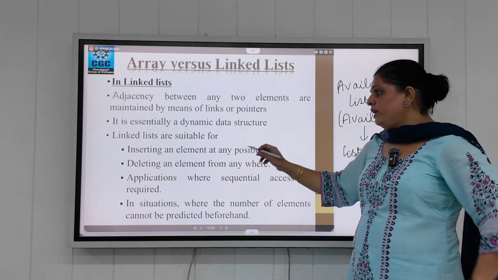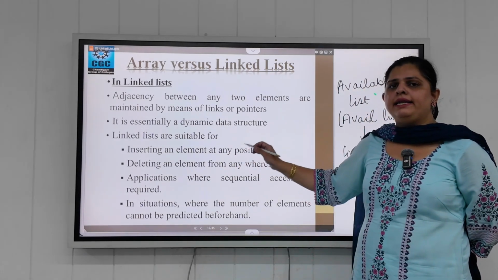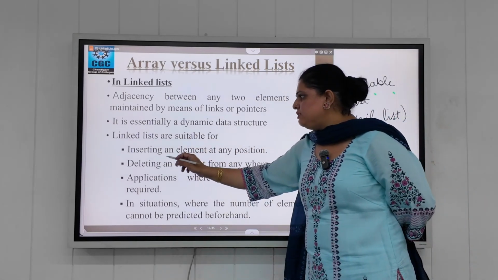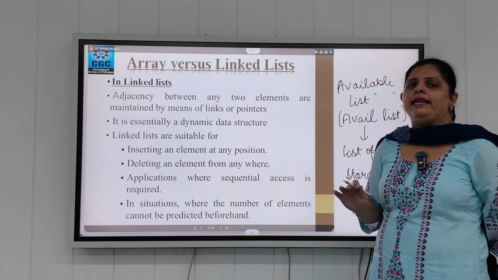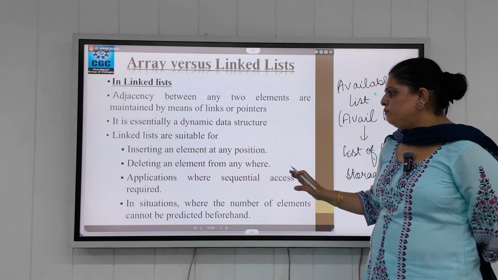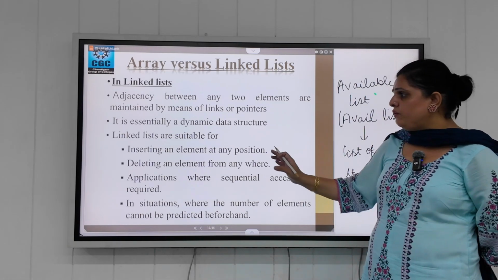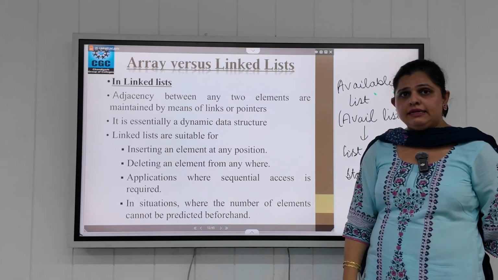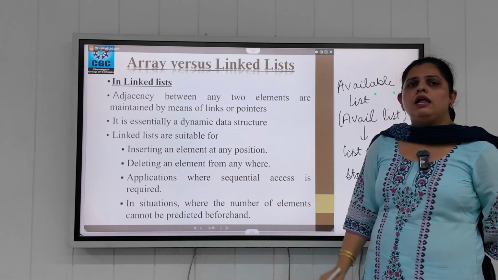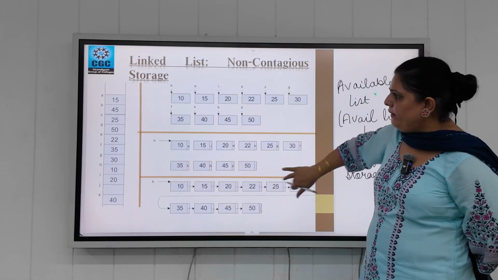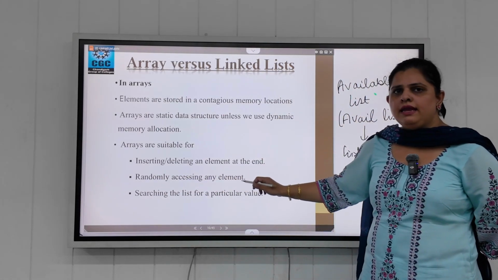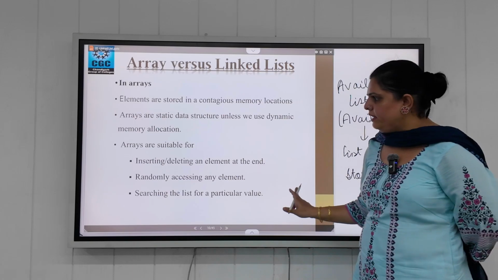Like in an array, we are not able to add an element at any location, we can add only at the end. In the case of a linked list, we can insert our element at any position. We can delete our element from any position, from anywhere we want to delete our data. In the case of an array, we can randomly access any element, that is with the help of the index value.